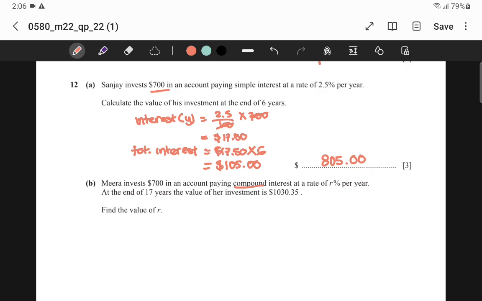Mira invests 700 in an account paying compound interest at a rate of R% per year. At the end of 17 years, the value of her investment is $1,030.35, right? Find the value of R. So the money that she has after 17 years is $1,030 and 35 cents.